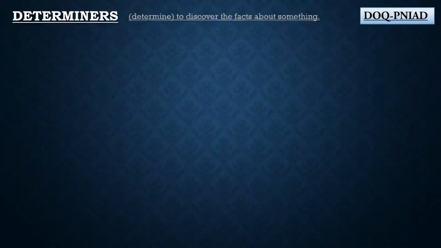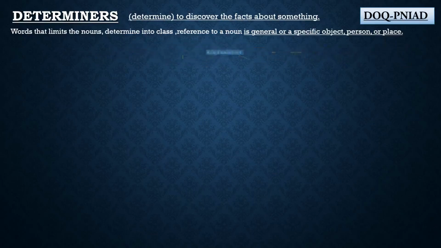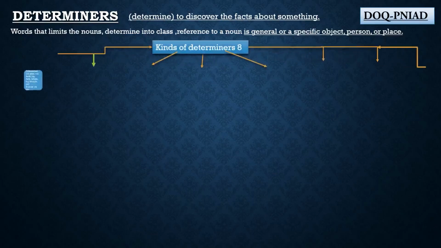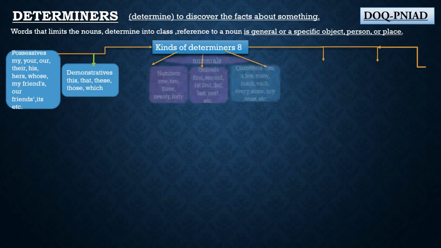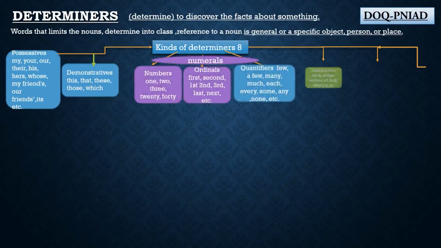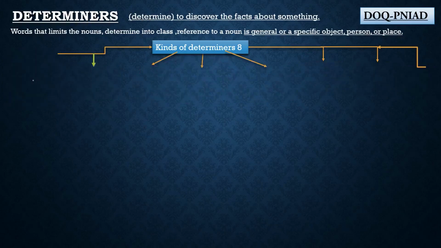Let us have some introduction to determiners. Determine means to discover the facts about something. A determiner limits a noun, determining it into a class. It refers to a noun as a general or specific object, person, or place. The kinds of determiners in English are eight: possessives, demonstratives, numbers, ordinals, quantifiers, distributives, interrogatives, and articles.